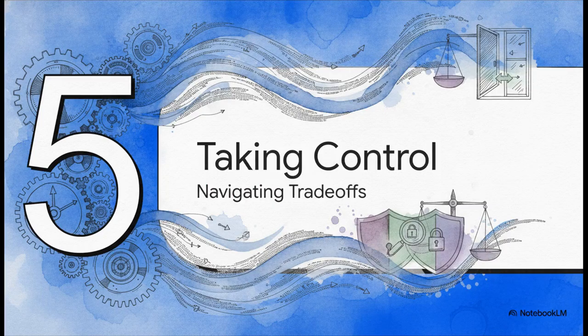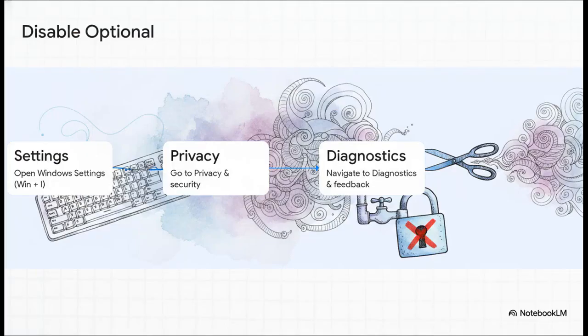Finally, Section 5, taking control of telemetry, navigating settings and trade-offs. So how do you actually take control of this data flow on your own machine? Well, for everyday users, the absolute easiest and most essential first step is just using the standard Settings app to cut off that optional data.